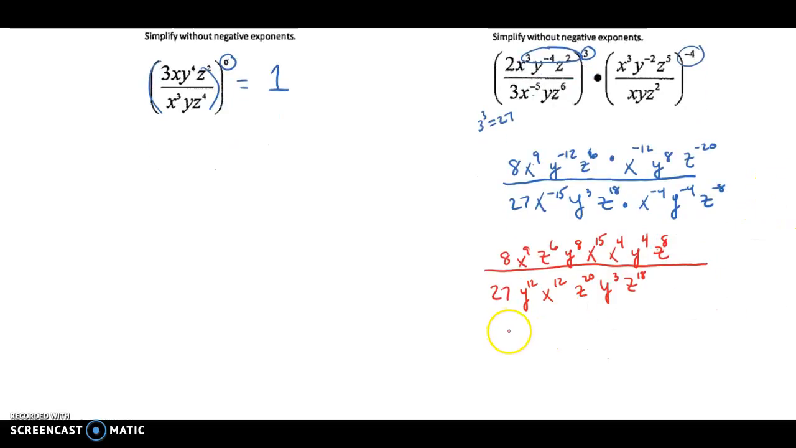Now I can combine. So I get 8 times x to the 9 times x to the 15 times x to the 4 is going to give me, add those exponents, you get x to the 28. Y to the 8 times y to the 4 is y to the 12. Z to the 6 times z to the 8 is z to the 14. That's all over x to the 12. Oh, 27 x to the 12. And we have y to the 15. Z to the 38. And then I still have to go and simplify this by canceling out the numerator. 8 over 27, and that's the x to the 16.